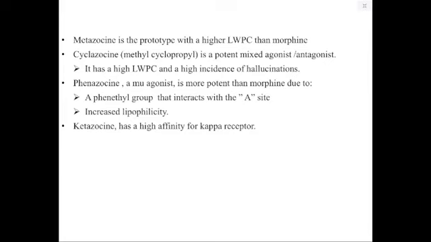Remember, we also mentioned cyclorphan, which is a morphinan, and we said it is hallucinogenic. So this was also found to be hallucinogenic. The phenazocine has a phenethyl group, is a mu agonist, and is more potent than morphine due to the phenethyl group. Remember, we did mention that when the group is more than 5 carbon atoms, then again there is an increase in agonist activity, and that agonist activity is at this new site.